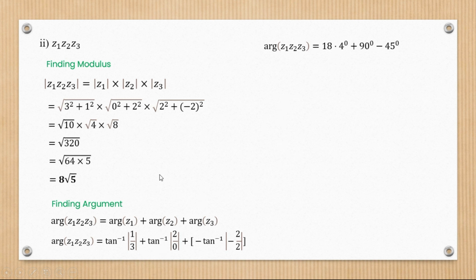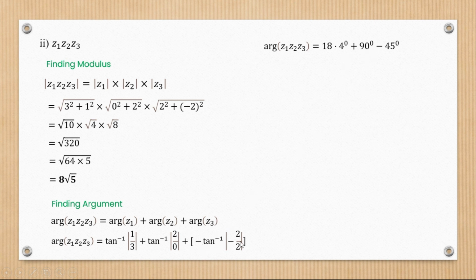Then by drawing this on our Argand diagram, we can see that this is actually a purely imaginary number. When you place a purely imaginary number on an Argand diagram, we end up with 90 degrees as the argument. So this is going to come out from the Argand diagram as 90 degrees.